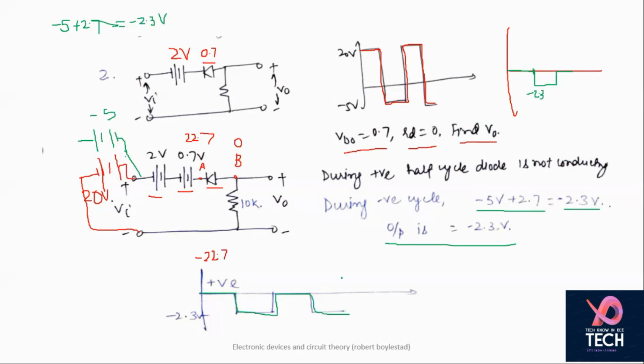So in this way, we can discuss any circuit based on our knowledge about various components, passive components like resistance, inductance, and capacitance, and active components like diodes.